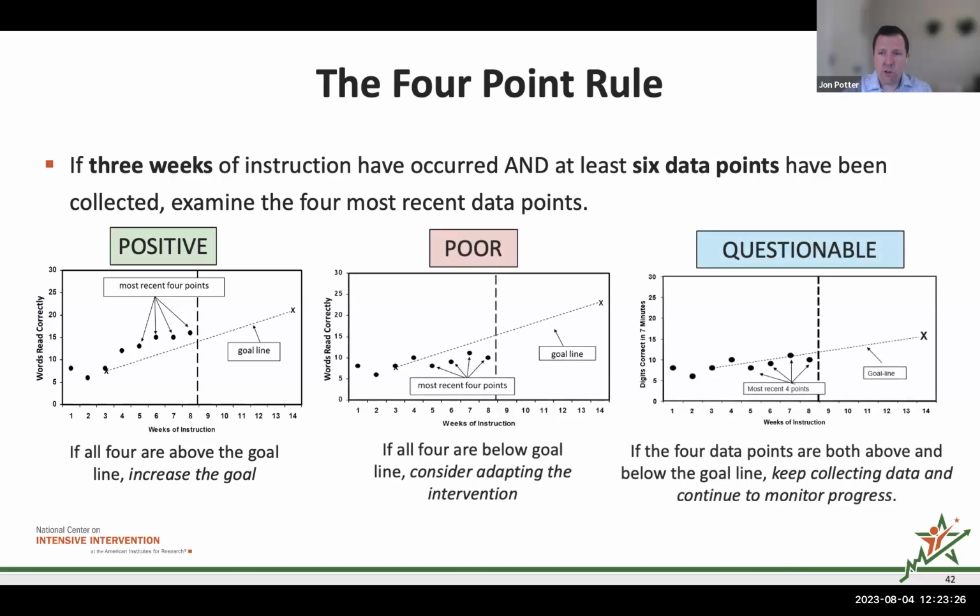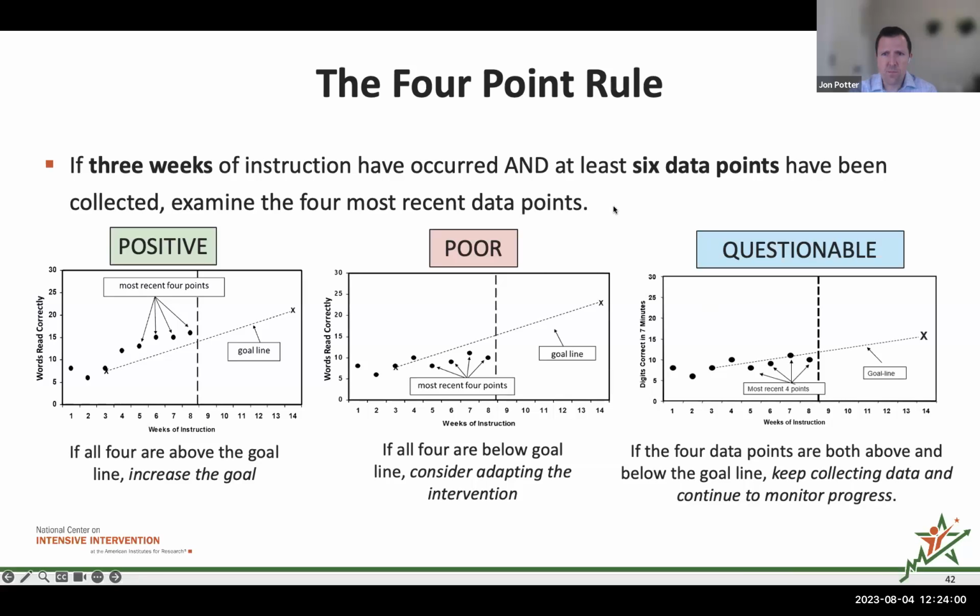And then the more questionable one is if we see the last 4 data points are both above and below the aim line, I would continue with your intervention, because they're bouncing around that aim line and they're generally on track to meet their goal. Because remember, that aim line or that goal line from the baseline to the goal is what the growth that we would want to see for them to be on track. So if they're around it, up and below it, they're generally on track to meet their goal. So we'd want to continue doing what they're doing, collect a little bit more data, and then see if we need to make a change at some point.